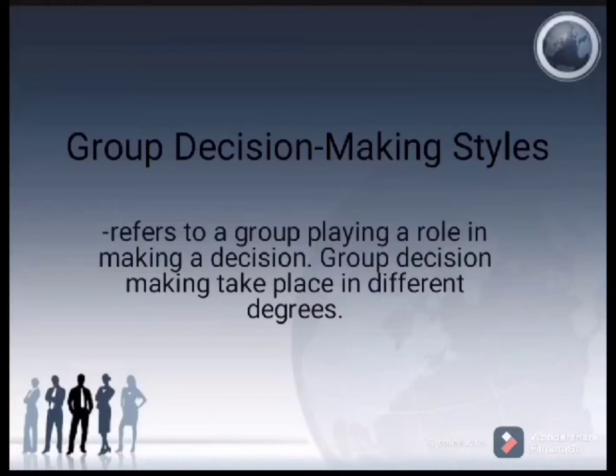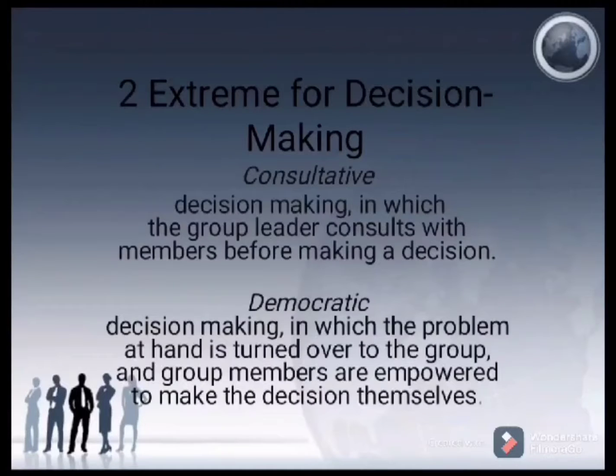There are two extremes for decision making. Number one is consultative decision making, in which the group leader consults with members before making a decision. You ask your team for information that would be helpful and for their opinions, either individually or as a group, but you make the final decision.